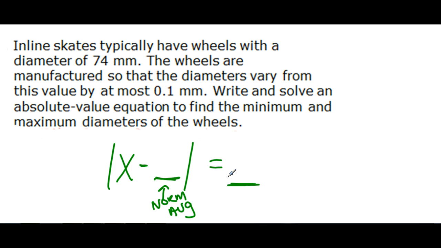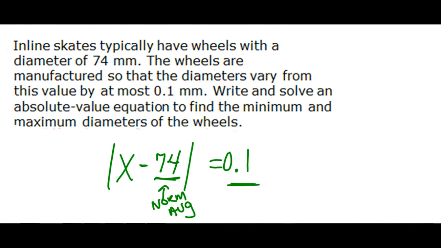So in this case, it says inline skates typically have wheels with a diameter of 74 millimeters. The wheels are manufactured so that the diameters vary. They vary from this by at most 0.1 millimeters. So that means it could actually go up to 75 millimeters or down to 73 millimeters. So we're going to write and solve this absolute value. So x is going to be the measurement of each wheel individually minus the 74, which is what we want it to be. Okay, and again, this can vary. It can be up to 0.1 millimeter larger or 0.1 millimeter smaller. And that's how you create that.